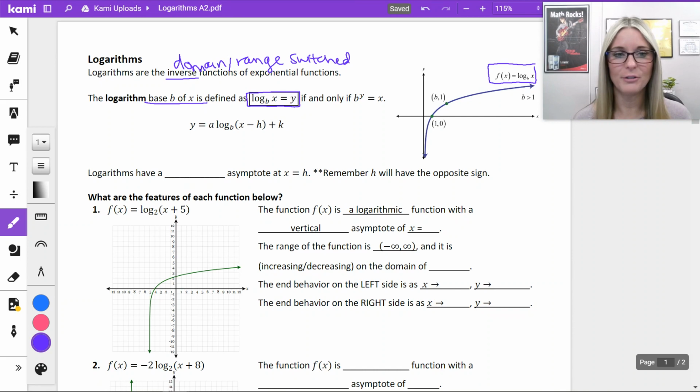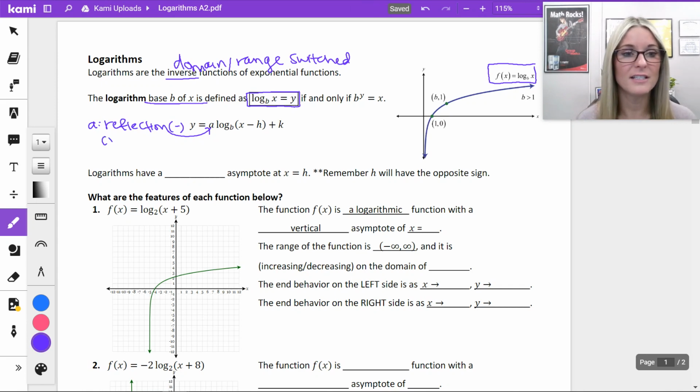Let's talk about our general form that I have below there. y equals a times log base b, quantity of x minus h, plus k. All of our transformations still apply to logarithms. Those transformations, up, down, left, right, all of those still apply here. So let's talk about it. A still shows us a reflection if it is negative. If it's negative, it reflects over the x-axis. It also tells us stretch or compression.